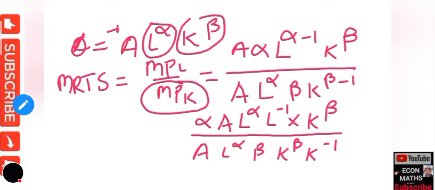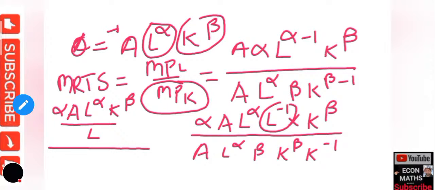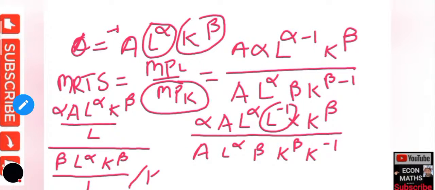So I will write it here: alpha A L to the power alpha K to the power beta, divided by L, because L to the power minus 1 can be written as 1 divided by L. Similarly, we are here with beta A L to the power alpha K to the power beta divided by K.